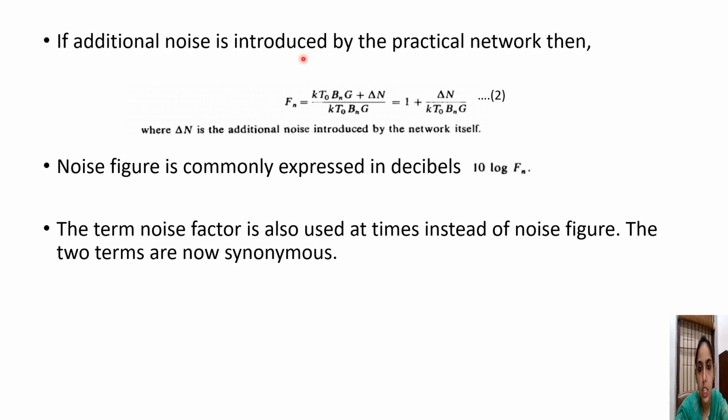If we are considering additional noise, say delta N, produced by the practical network, how can we modify equation 1? That is, Fn equals k T0 Bn G plus delta N, where delta N is the additional noise produced by the practical network, and the denominator is merely the noise which exists in the ideal receiver, that is, we consider only thermal noise. Then we get the modified second equation: Fn equals 1 plus delta N by k T0 Bn G. Usually the noise figure Fn is expressed in decibels, that is 10 log of Fn.